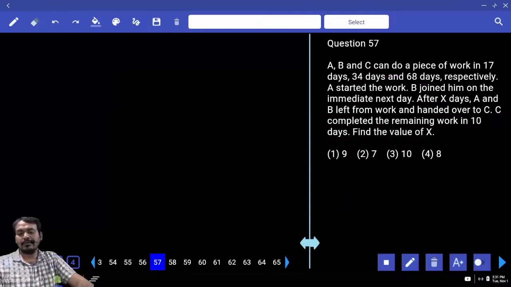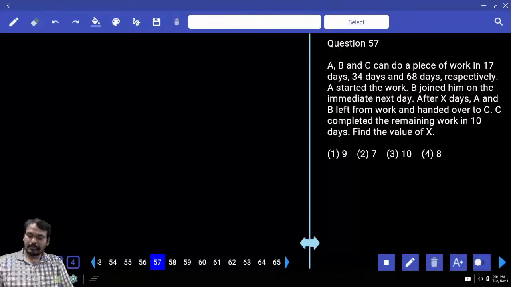A, B, C can do a piece of work in how many days? 17 days, 34 days and 68 days respectively. A started the work, B joined him on the immediate next day. After X days, A and B left the work and handed over to which one? C. But C completed the remaining work in how many days? 10 days. Find the value of X.